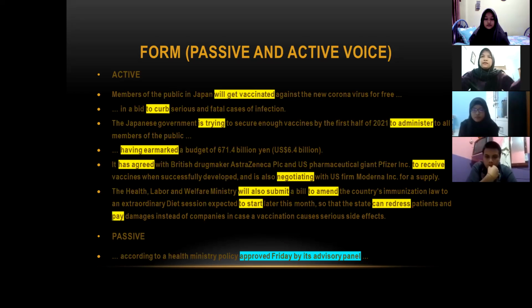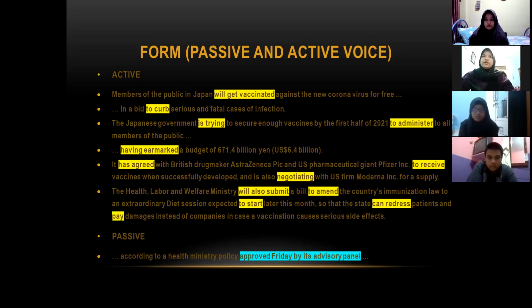The last active voice is: the Health, Labor and Welfare Ministry will also submit a bill to amend the country's immunization law to an extraordinary diet session expected to start later this month so that the state can redress patients and pay damage instead of companies in case vaccination causes serious side effects. The active voices are to start, can redress, and pay.